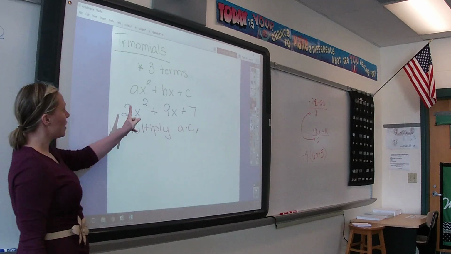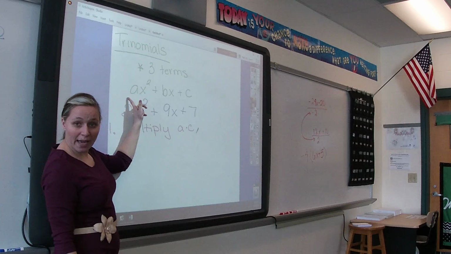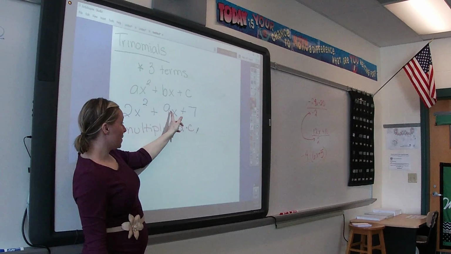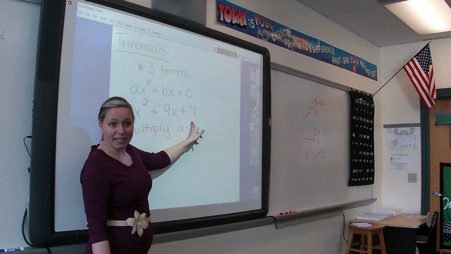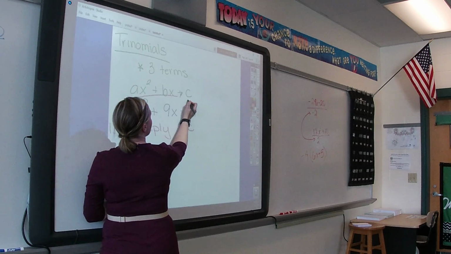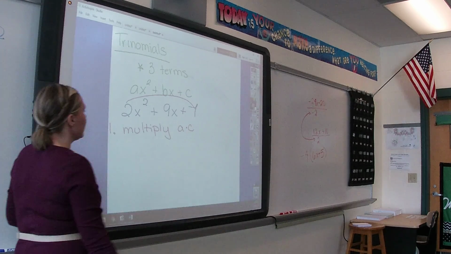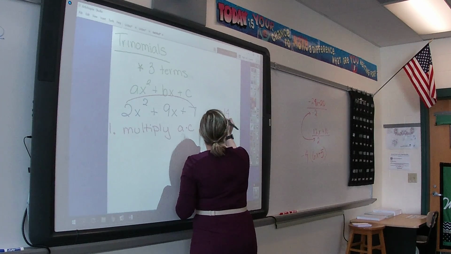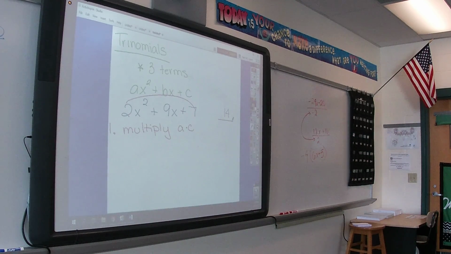So if we look up here and we do our form, ax squared, our 2 is sitting in the A position, plus bx, our 9 is our b, plus c, which is our 7. So if we want to multiply A times C, we're going to multiply 2 times 7 and get 14. There are no awards for doing more math in your head. If you need a calculator, just use a calculator. Let your brain just focus on the factoring piece and not all the other stuff.